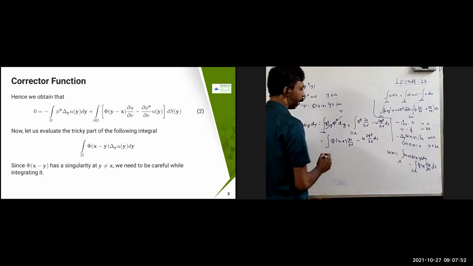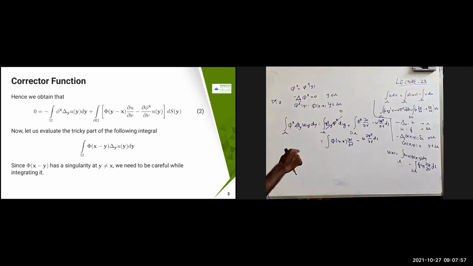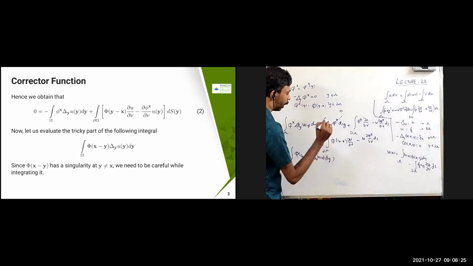Now let us try to find what is the integral over omega of phi of x minus y into delta y u of y. Then we will try to find that, because this is going to be involved here, with phi of y minus x and dou u by dou nu. So first we will try to find this integral over omega of phi of y minus x into delta y u of y dy. So let us find what this integral is.